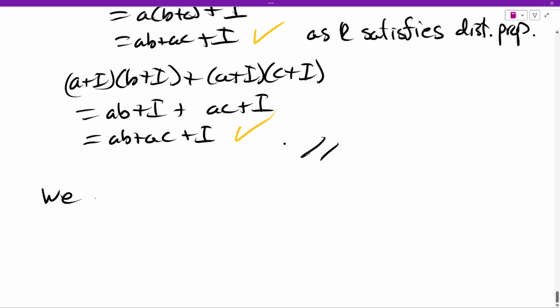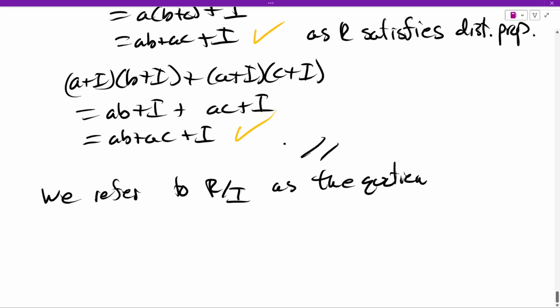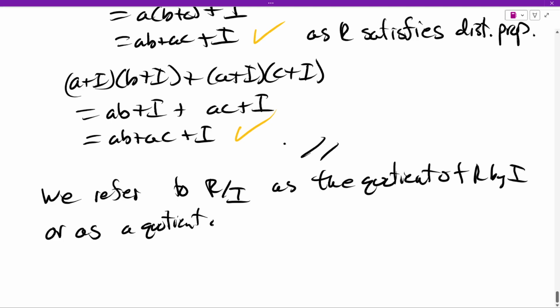So we refer to R mod I, or R bar, however we want to write it, as the quotient of R by I, or as a quotient of R, or as R mod I. All of these things will mean the same thing, and I'm sure there are other ways that people refer to these quotient rings, but I will use this language.